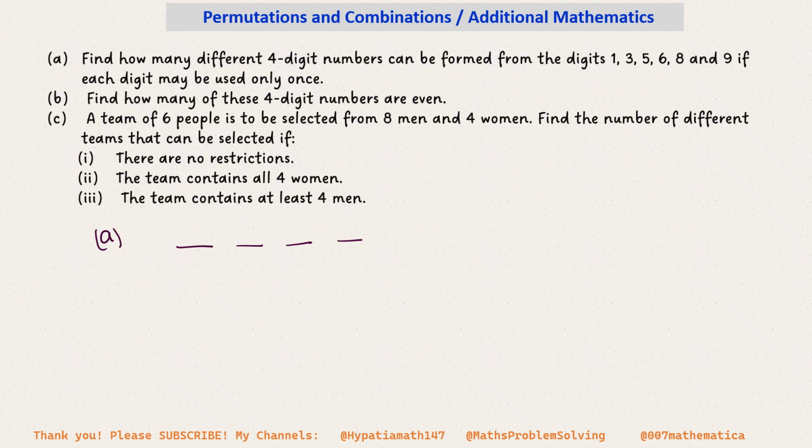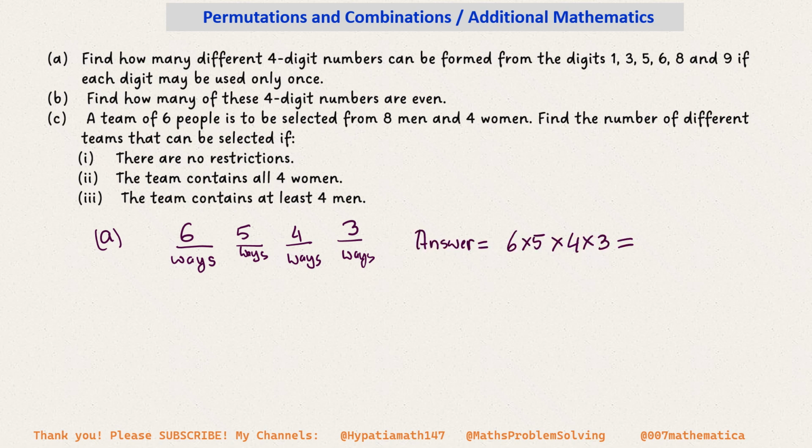For part A, we need to find how many 4-digit numbers can be formed. So 4-digit numbers, 4 places for the digits, and the first one can be filled in 6 ways. You can pick any one of the 6 numbers in 6 ways, and then 5, 4, 3 ways. So the total number of ways would be 6 times 5 times 4 times 3, so the answer would be 360. So that's easy enough.